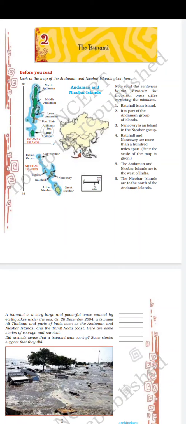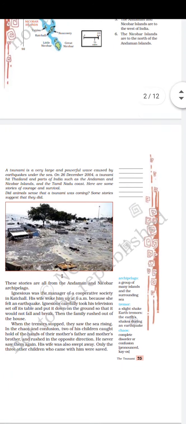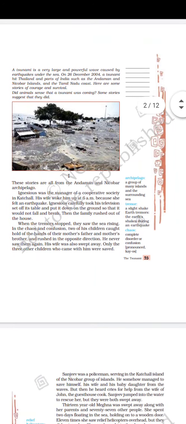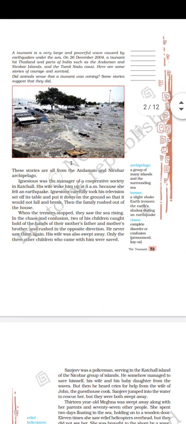The Andaman and Nicobar Islands are to the west of India, and the Nicobar Islands are to the north of the Andaman Islands. So if these sentences have any mistake or mistakes, you will rectify them. So we will start the text.